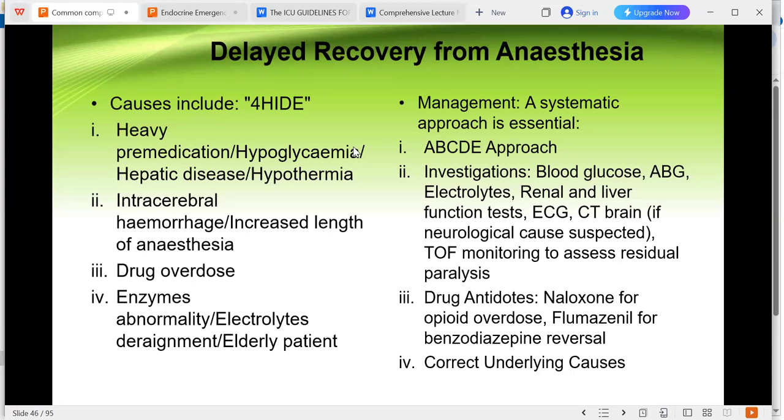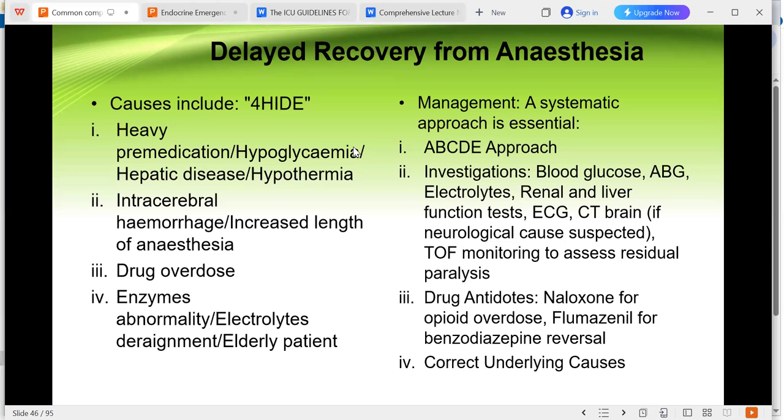Enzymes abnormality like your choline apnea, or patients that have electrolyte derangement from every type. Don't forget elderly patients, they have reduced ability to metabolize your anesthetics. So it's important, your MAC for elderly patients should be much lower, actually, in all the medications you give them.